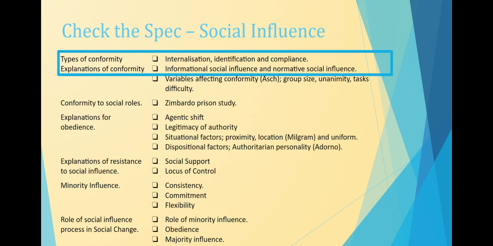When we check the spec for social influence, we can see we need to know types of conformity and explanations of conformity. You will notice that they are 2 different things. If we get an exam question on one, we need to know exactly what it's asking us for. Types of conformity are internalisation, identification, and compliance. And then explanations of conformity are informational social influence and normative social influence, which is what this whole lesson is going to be about.